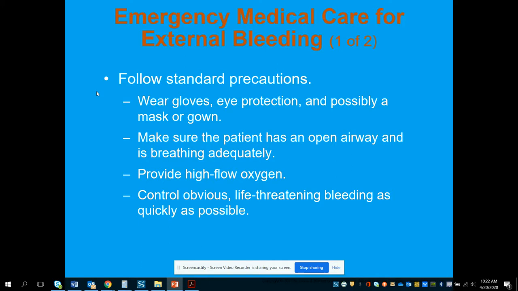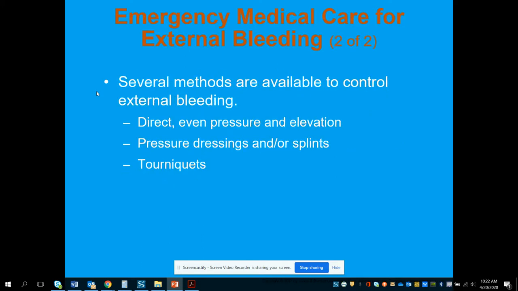like I said, I posted a video that is going to demonstrate all of this for you guys as well, but just take a look at this, making sure that you're wearing your standard precautions, so the proper PPE, making sure that you're maintaining the patient's ABCs, and then if it is a life-threatening bleeding, that we are addressing that as quickly as possible. So first and foremost is going to be direct even pressure. They've knocked elevation off, so that's actually not a relevant recommendation anymore. So it should be direct pressure, then pressure dressings and tourniquets.